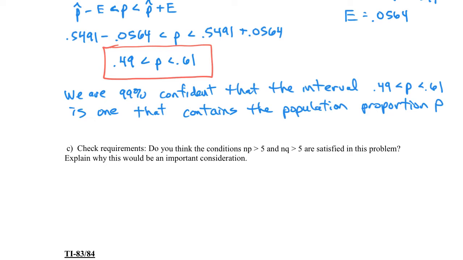we don't want to stop here because they want us to write this in the context of the problem. So we don't want to just say population proportion P. We want to also state what this is. So what is population proportion P? Well, in this case, it's the population proportion of judges who are introverts. So I'm just going to say of judges who are introverts.